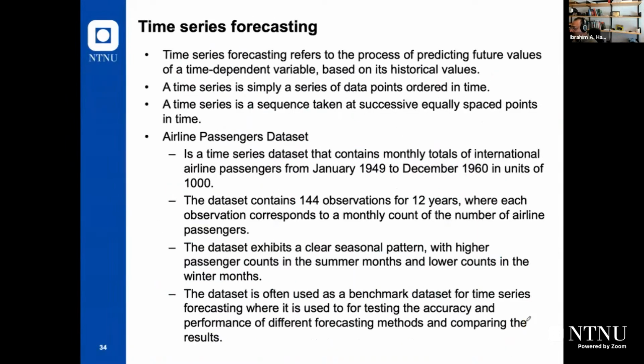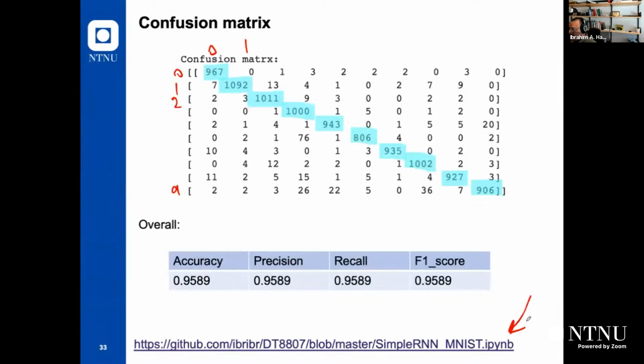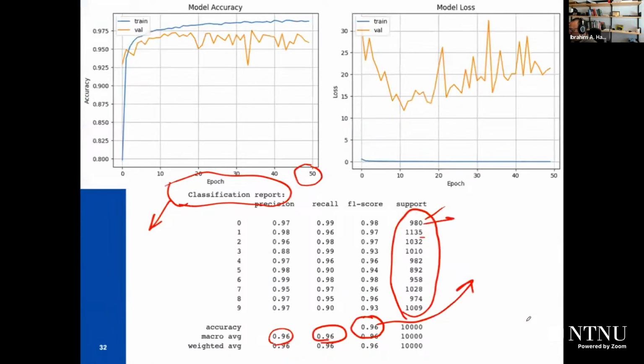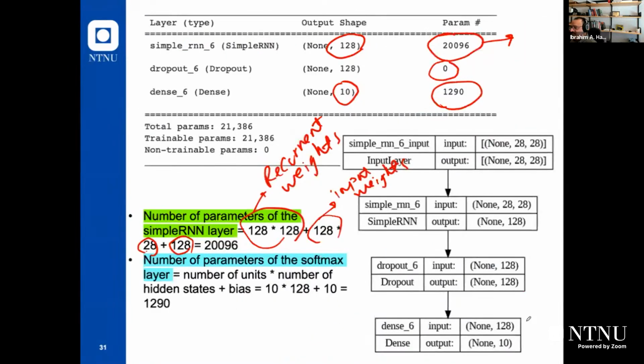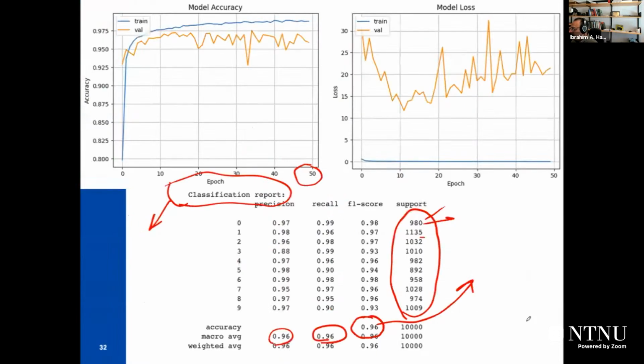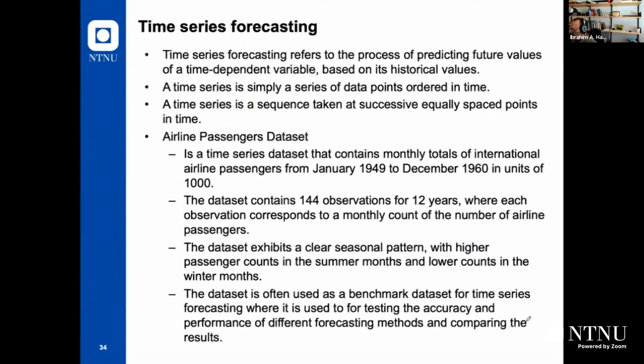But if you have any questions, please, any questions for this example? This example is nice because here we are just using MNIST. We used MNIST before with MLP, and we used MNIST for CNN. Now we can use RNN or simple RNN for classifying MNIST datasets.